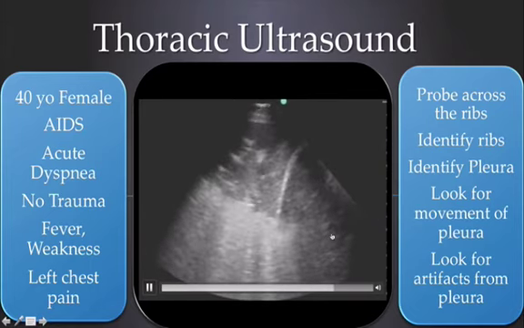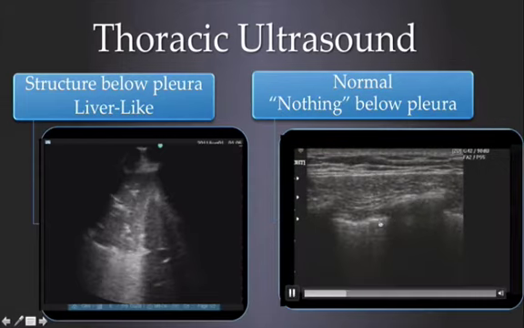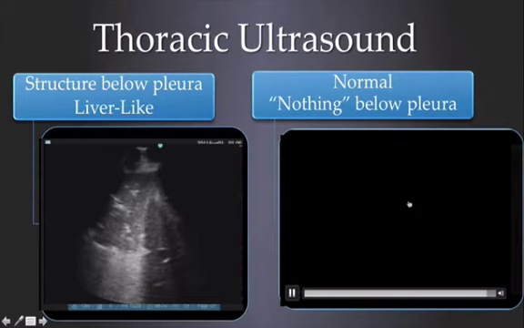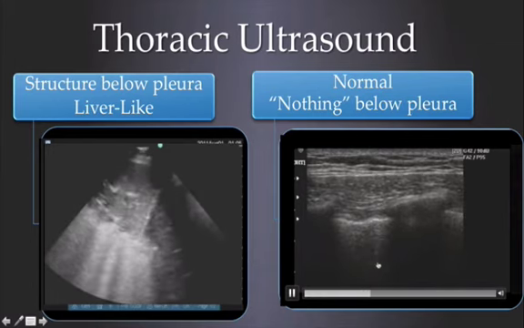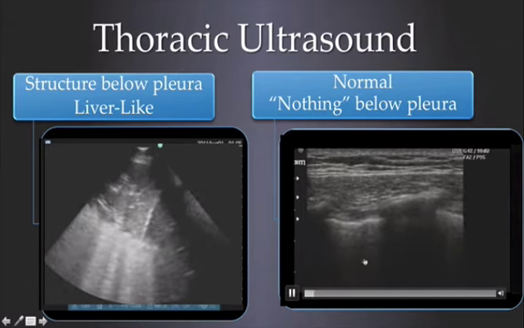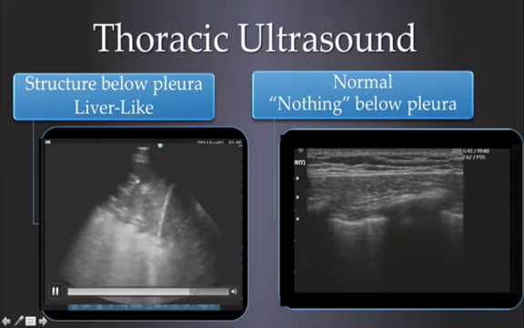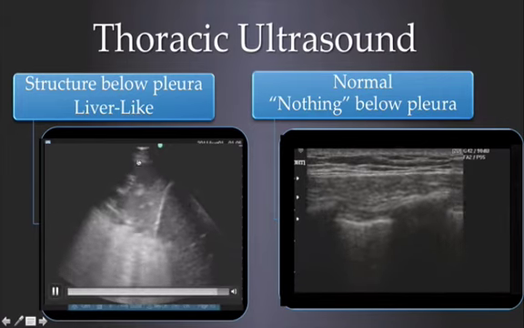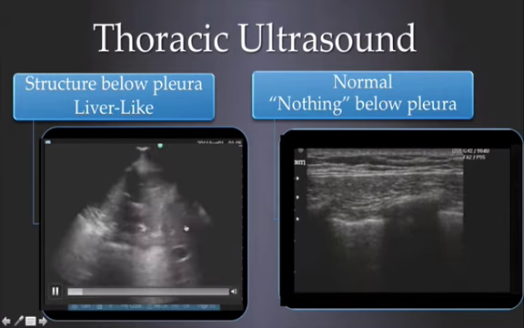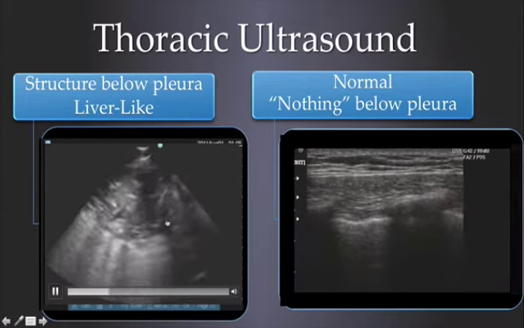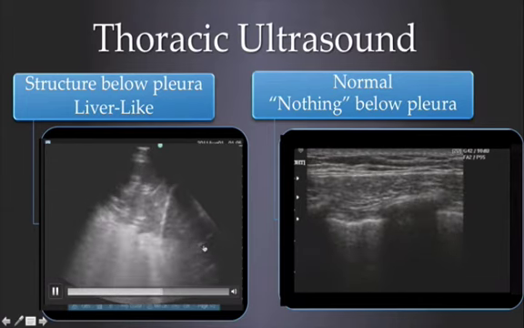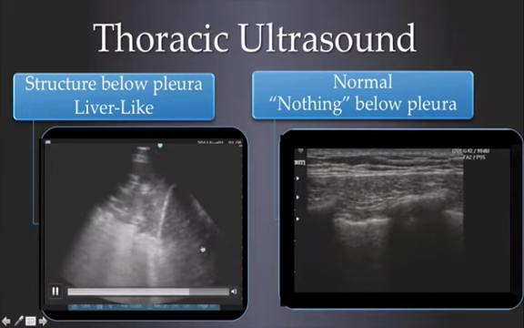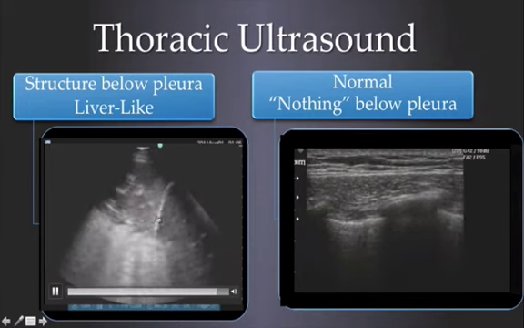So what is this structure? Again, here's the normal: rib, pleura, sliding, nothing below the pleura. We should not see anything with normal aerated lungs. Yet in this case, we see something. This something is liver-like. Here is the liver, and it has black filled spaces, which are fluid-filled or blood-filled spaces. This is part of the portal vein system.